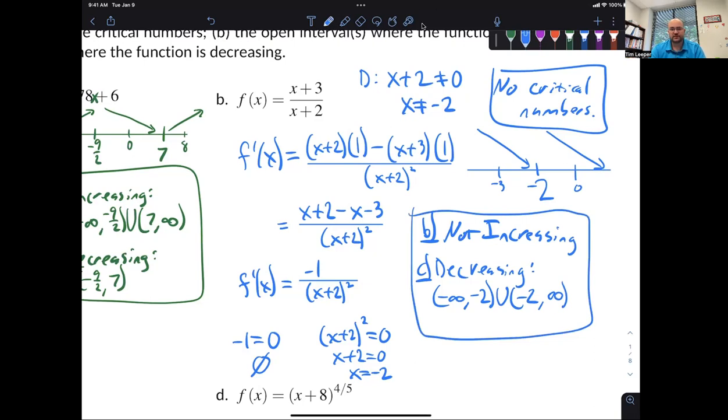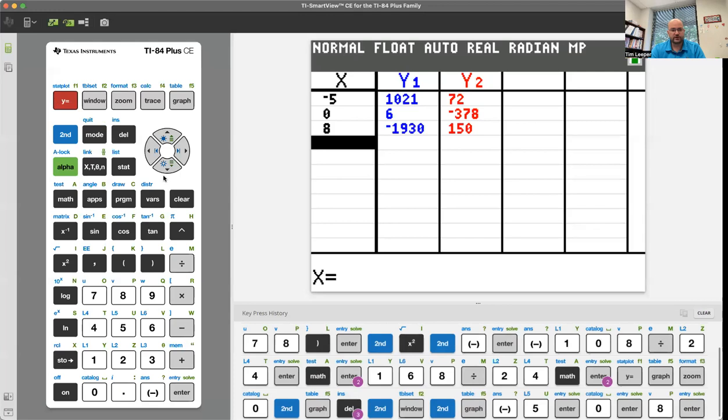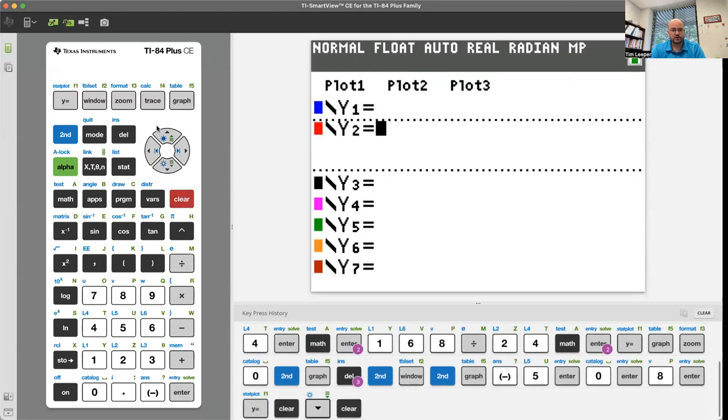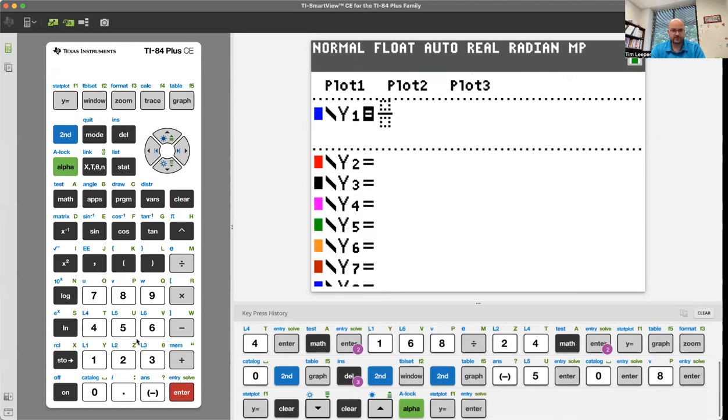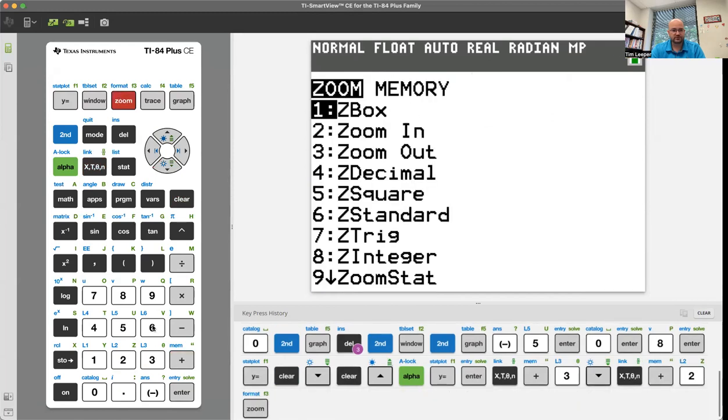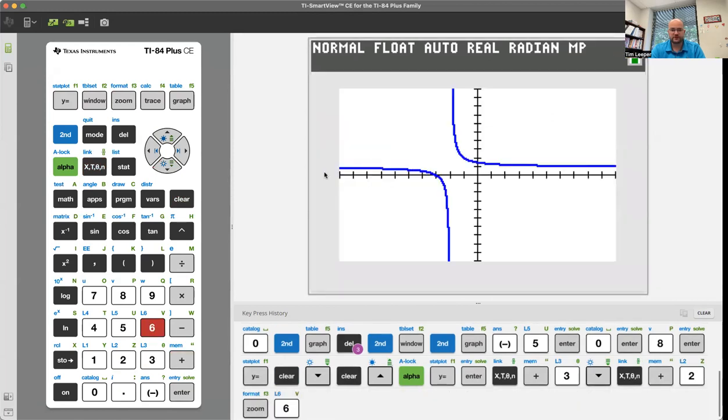Now, just to see what that looks like when you graph it, let's go to the calculator. So if we go to y equals, on y1, we're just going to type in the original function, x plus 3 over x plus 2. And then press zoom 6 for the standard window, and notice that the function is decreasing in this domain and decreasing in this domain as well. It's just that x equals negative 2 is a vertical asymptote.